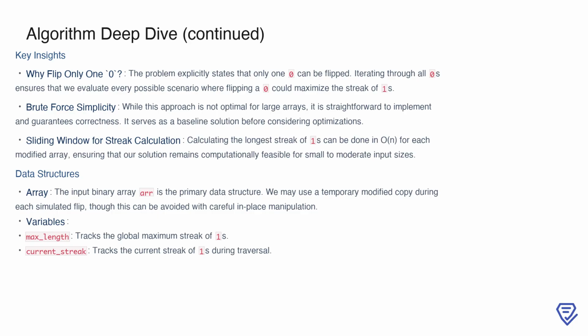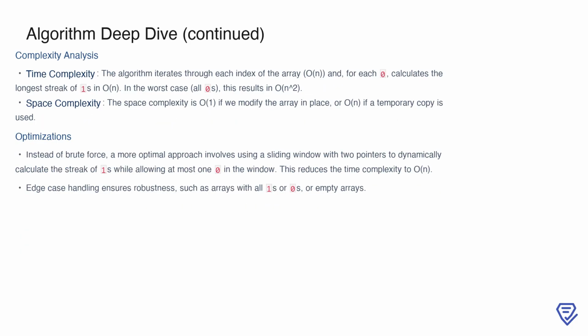Key variables include max_length for tracking the global maximum streak and current_streak for maintaining the length of the streak during traversal. Analyzing the complexity of this brute force solution, the time complexity arises from iterating through each index of the array, which is O(n), and for each 0, calculating the longest streak of ones, which is another O(n). In the worst-case scenario, if all elements in the array are zeros, this results in a time complexity of O(n²).